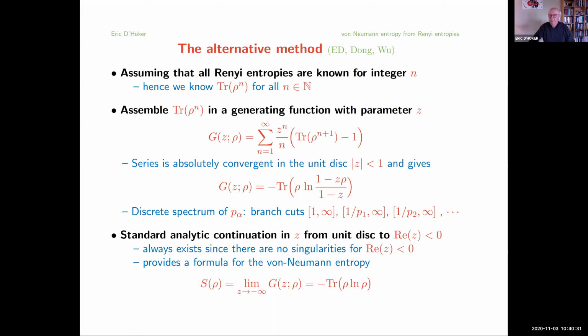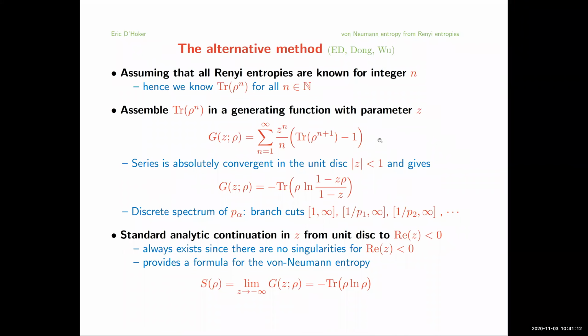Yep. That is indeed the case. So this is unique, right? If I have the Renyi entropies given, or trace of rho to the n, then this G is unique. It's defined uniquely in the unit disk by a convergent series. So now I know that if you have an analytic function defined in the unit disk, that continues uniquely, except of course for branch cuts and poles that you might find. But otherwise, it's uniquely defined by this expression.